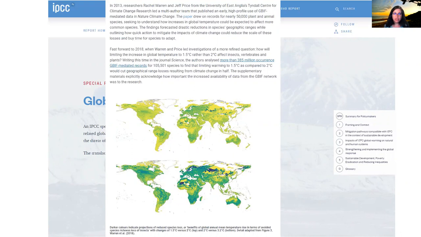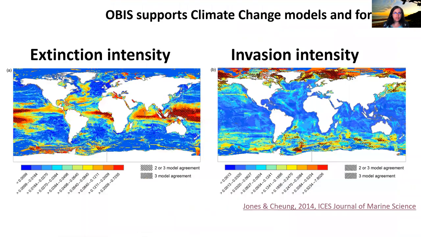And they were able to do an analysis that showed that limiting warming to 1.5 degrees Celsius would cut geographical range losses resulting from climate change in half. And that work was cited in this IPCC special report. So we can see that these integrated data sets are already being used for reports of this nature.